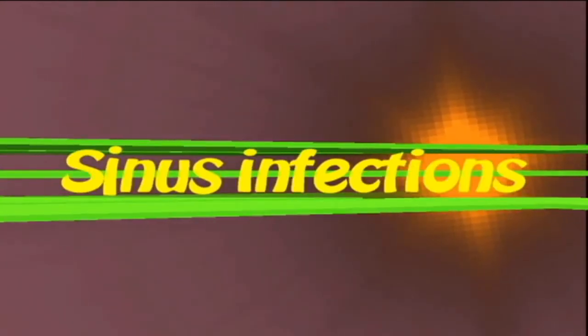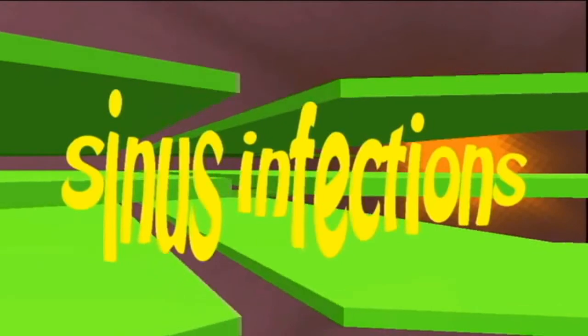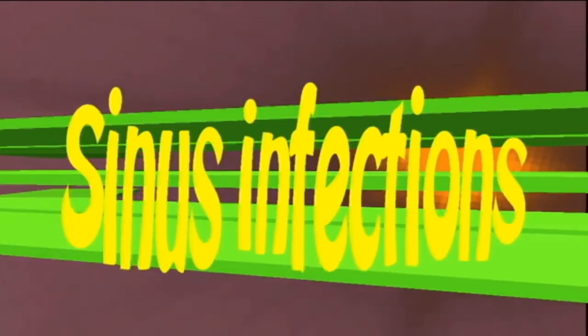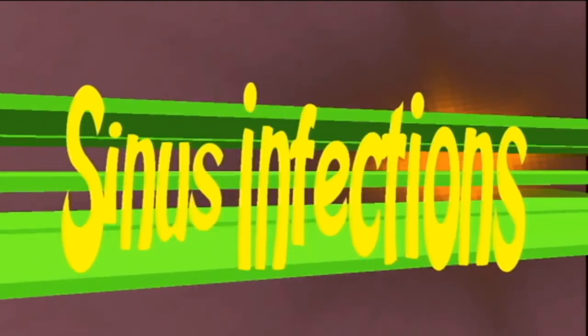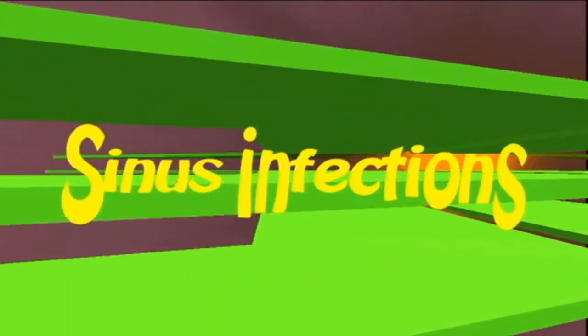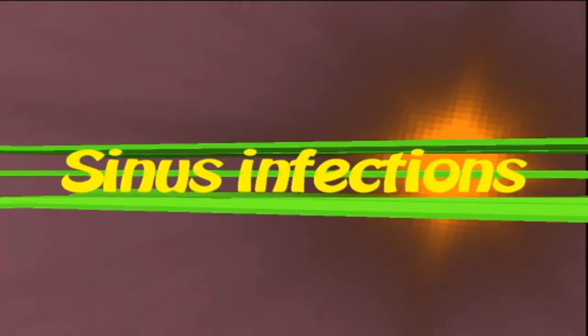Sinus infections. A sharp pain in the ear can sometimes result from an infection in the sinuses, a network of air-filled cavities in the skull. There are three major types of sinus infection. They are otitis, infection and inflammation of the ear, and the most common type of sinus infection, mastoiditis, infection of the mastoid bone behind the ear. Sinusitis, inflammation of one or more paranasal sinuses, which are responsible for producing nasal mucus. Sinus infections may be viral or bacterial.